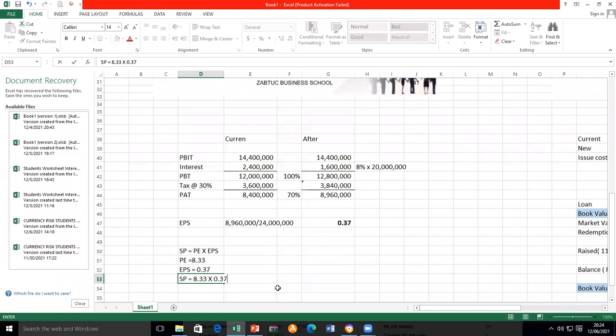What is the answer now? What's the share price that we expect? 11.